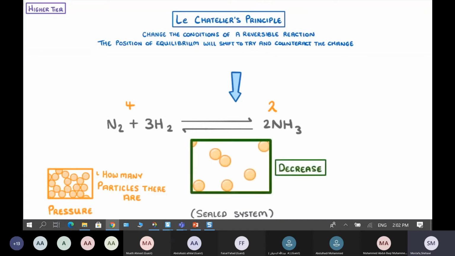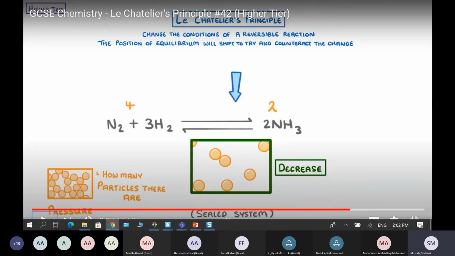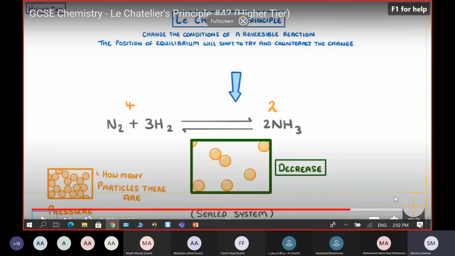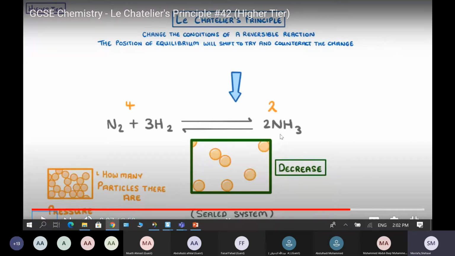On the other hand, if we decrease the pressure, then the equilibrium will shift to the side with more molecules. So the opposite one. If we decrease pressure, what would happen?